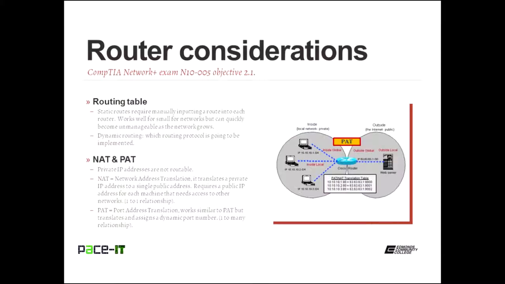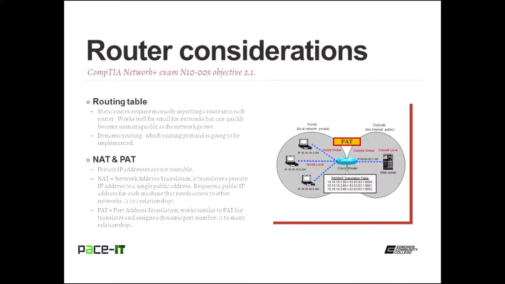Now let's talk about NAT and PAT. NAT stands for network address translation, and PAT stands for port address translation. What this does is help your network in two ways. The first thing you need to consider is that private IP addresses are not routable. They are non-routable addresses, and you should be using a private IP addressing scheme inside your network.